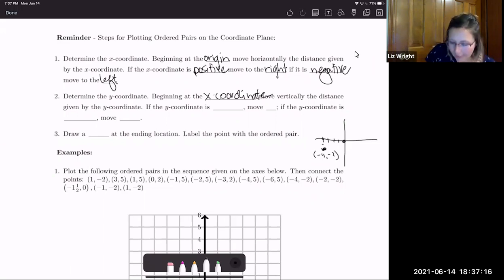If the y coordinate is positive, which direction are we moving? We're moving up. If the y coordinate is negative, which direction are we moving? We're moving down. And then finally, you're going to draw a point or a dot or something similar at the ending location and then label the point with the ordered pair. We don't always label, sometimes we do.